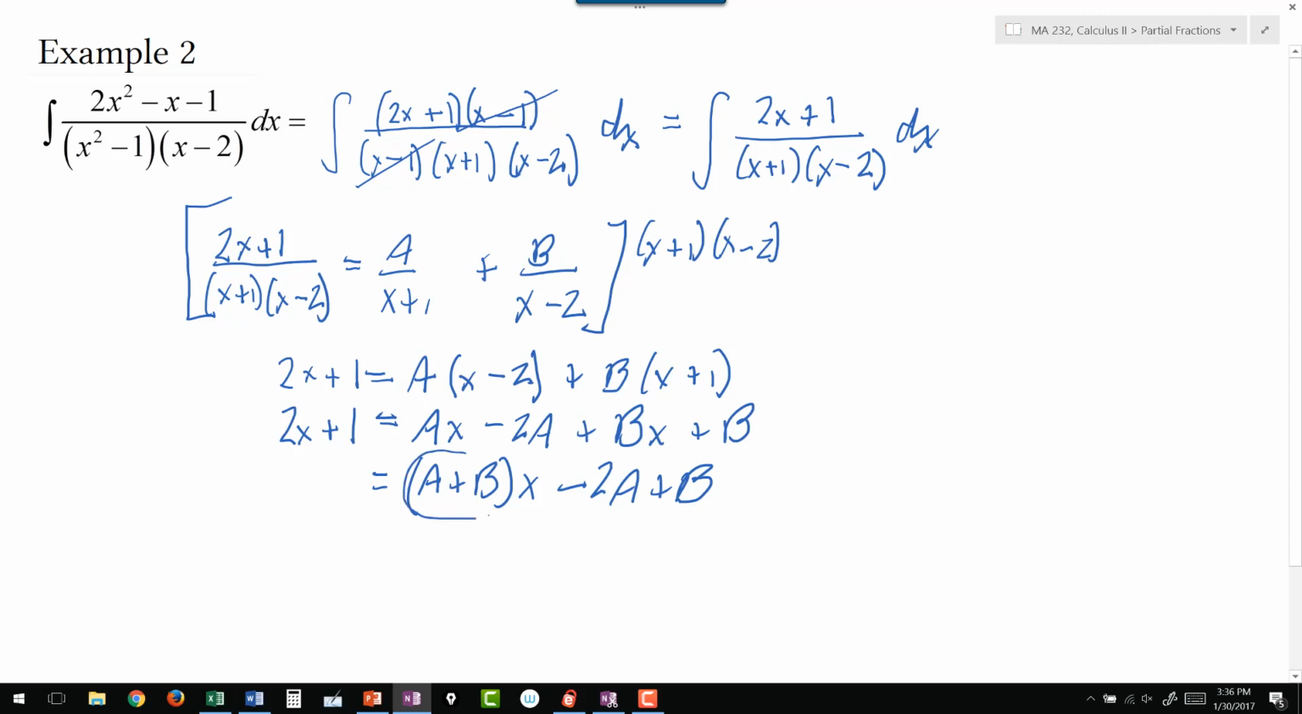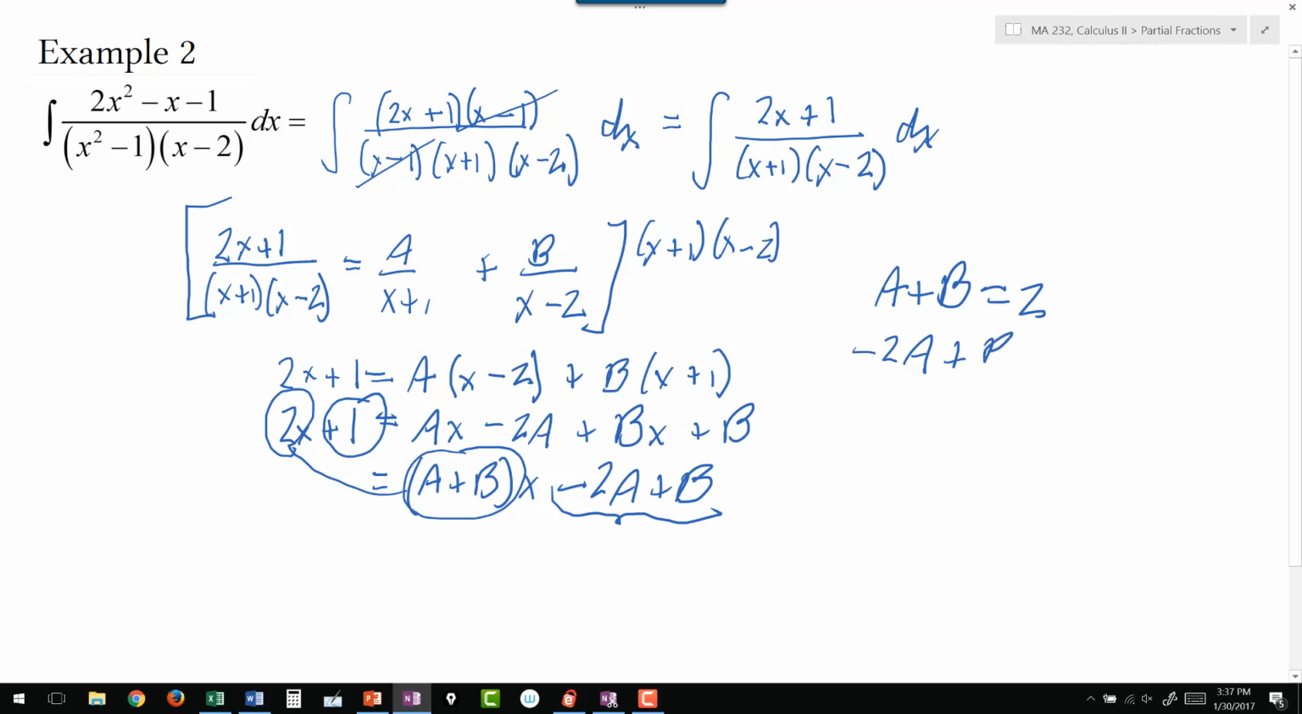The a plus b is the coefficient on x on the right. That has to equal the coefficient of x on the left. So a plus b must equal 2. Similarly, the constant term on the right, minus 2a plus b, has to equal the constant term on the left, which is 1. So minus 2a plus b is equal to 1.